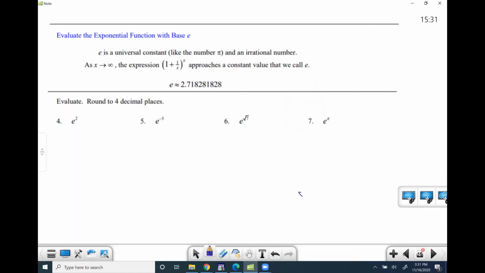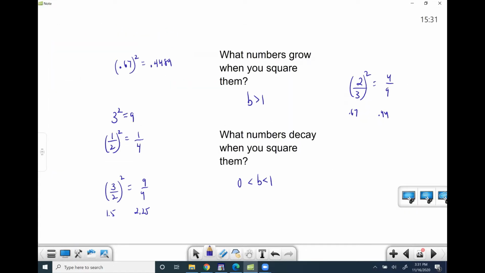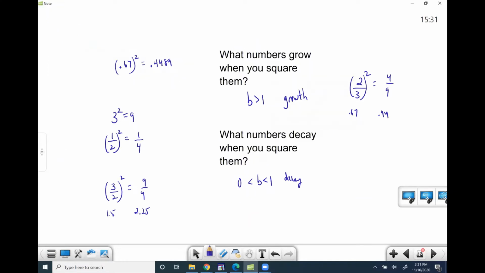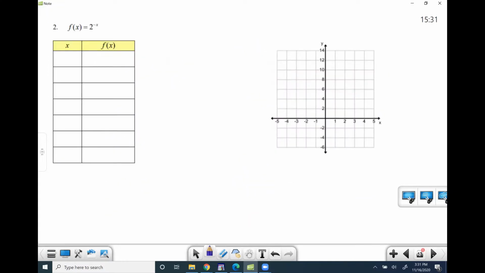I think it's going to be stated eventually though. But so where this will be growth if b is greater than 1, and this will be decay. And you guys just saw that. You had a 3. 3 is bigger than 1. So when I square it, it grows. And look at this graph. We have exponential growth going on. Okay. All right. Let's try this one.